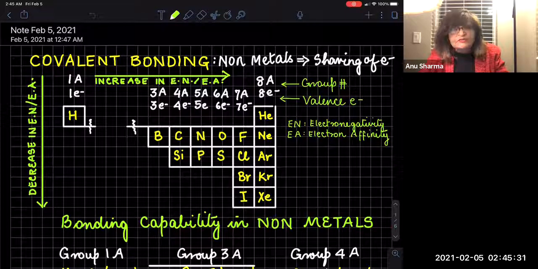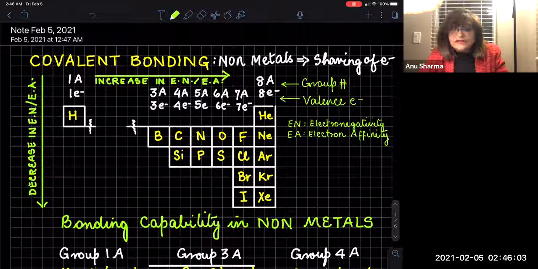of the periodic table. And here you see hydrogen is placed in group 1A because it has only one electron. On the other hand, boron has 3 electrons, so it is in group 3A. Carbon and silicon have 4 valence electrons, they are in group 4A. Nitrogen and phosphorus contain 5 valence electrons, they are in group 5A. And oxygen and sulfur contain 6 valence electrons, they are in group 6A.